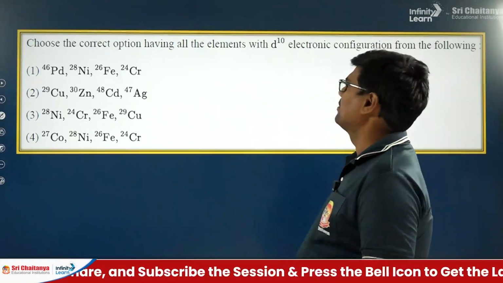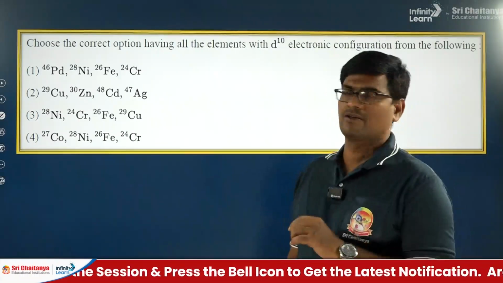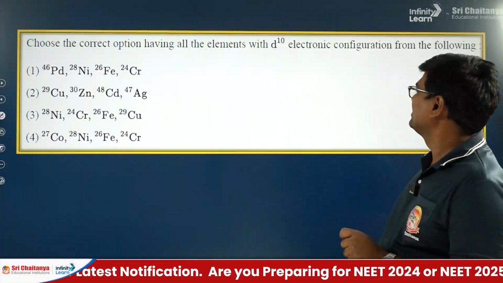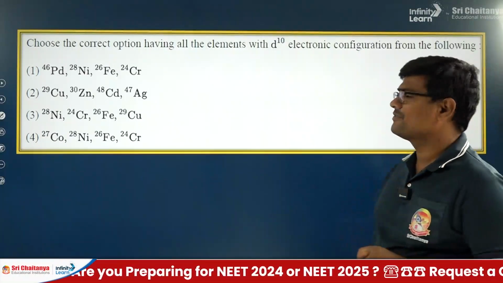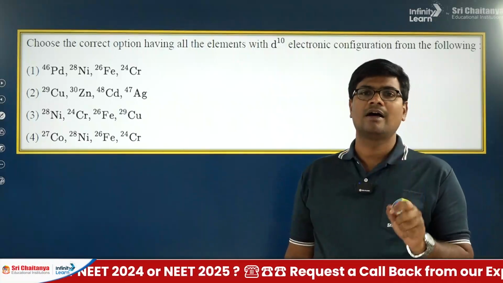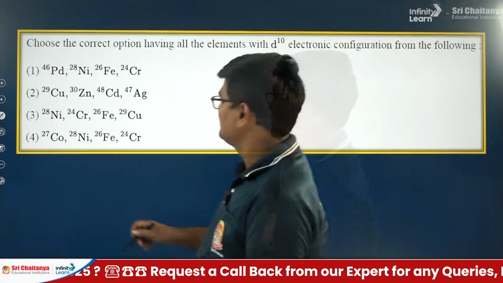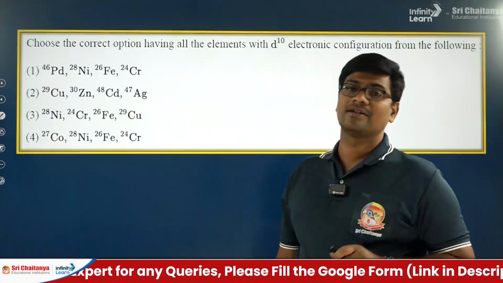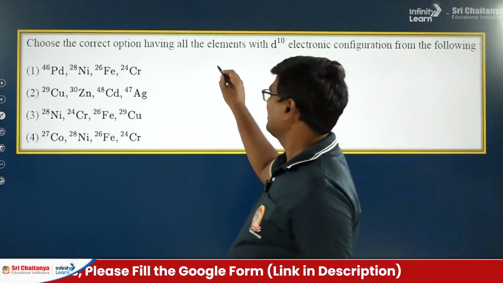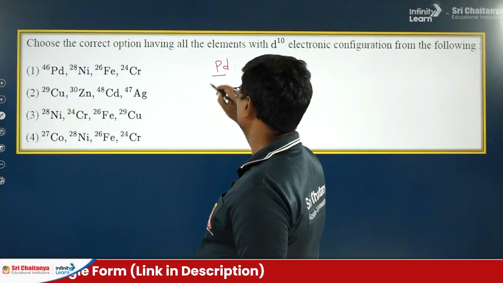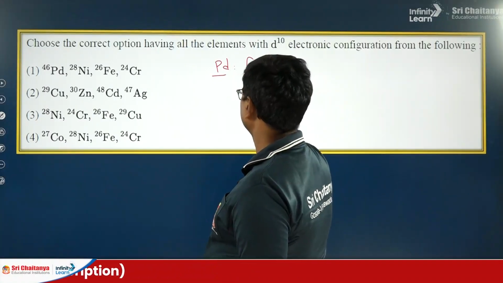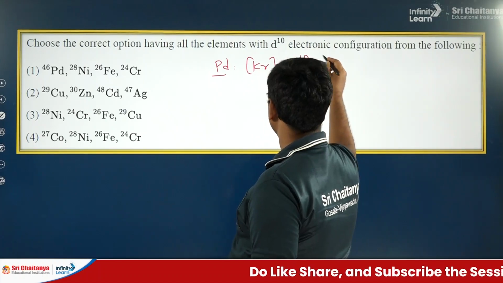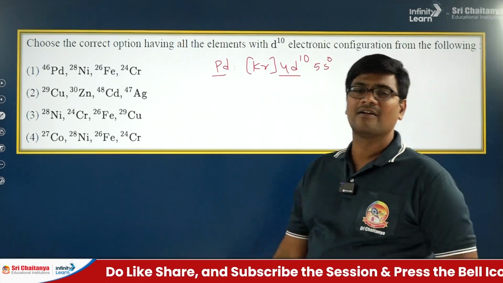The first question is about electronic configuration. Choose the correct option having all the elements with the d10 electronic configuration from the following. If you see, the first one is palladium. As we know, palladium has an exceptional configuration. What is that? Palladium, we can write it as krypton 4d10 5s0. So it has obviously d10 configuration.